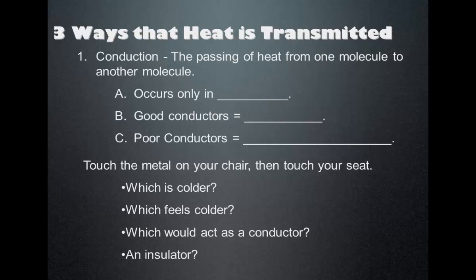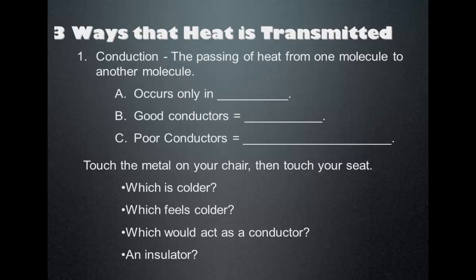So when we talk about how heat moves from place to place, we say that there are three ways that that can happen. They're called conduction, convection, and radiation. So we'll talk about each of those. So the first one is conduction.